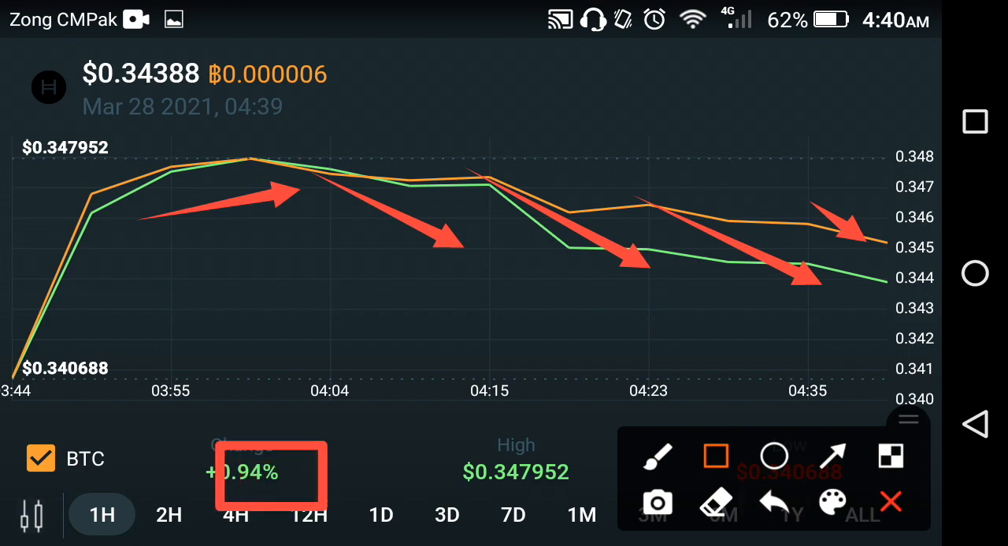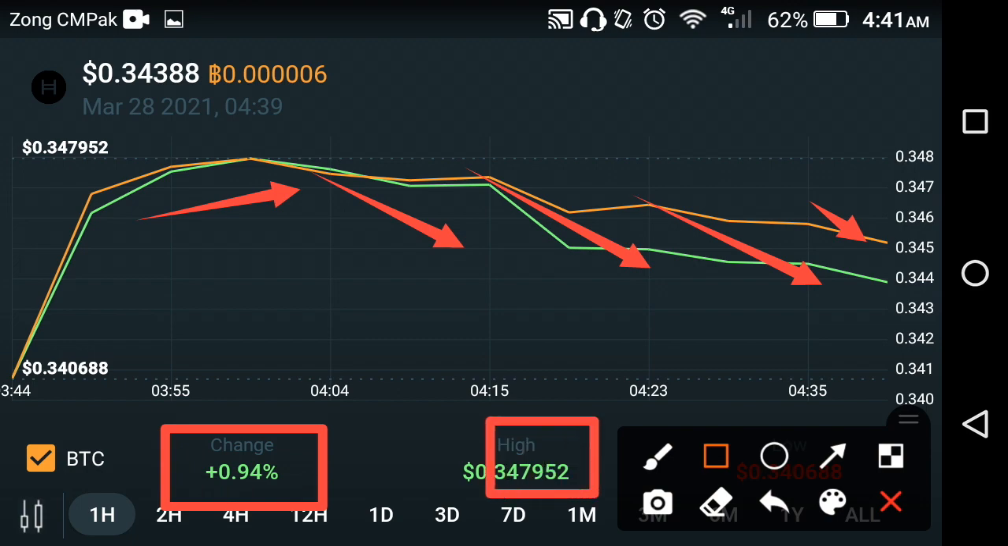As you can see here, the change is positive 0.94% in Hedera Hashgraph, and the high price of Hedera Hashgraph in the previous 1 hour is $0.347952. So that's the live changes in Hedera Hashgraph in the last 1 hour.